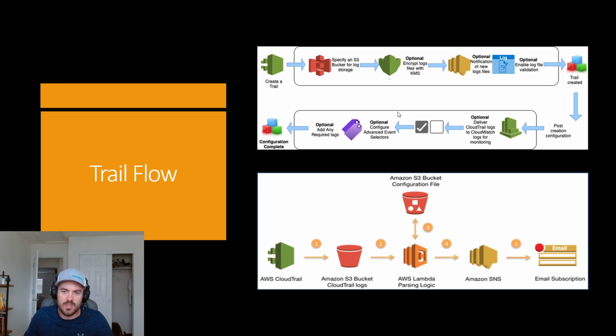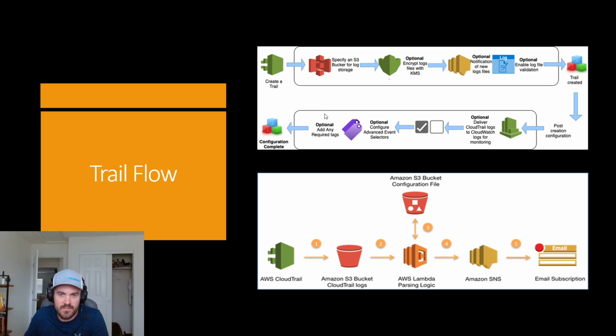Okay. You can configure advanced event selectors if you have a specific use case where you need to be really granular about monitoring a specific set of events. You could do that. And then, of course, you could add any required tags. Maybe your organization needs tags. It's not uncommon. And again, tags are really helpful for tracking costs. Okay. And then once you specify those if you want, your final configuration is now complete.